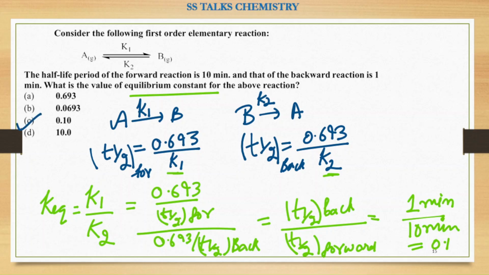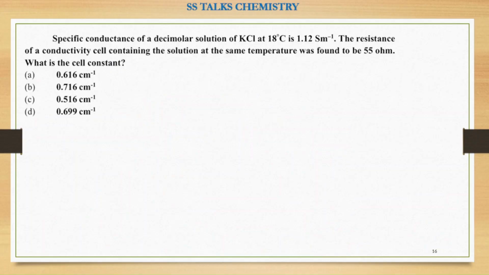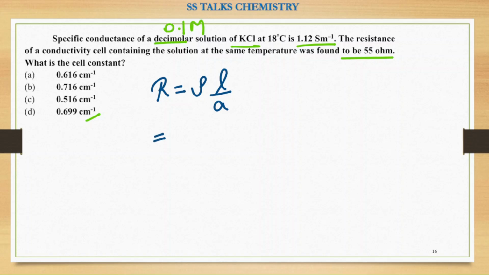Okay, now moving on to the next one. This question says the specific conductance of a decimolar, which means 0.1 molar, KCl solution at 18 degrees centigrade is 1.12 Siemens per meter. The resistance of the conductivity cell containing the solution at the same temperature was found to be this much. What is the cell constant? So we know that R is equal to rho L by A, right? We need to find the cell constant, which is equal to R upon rho, right?